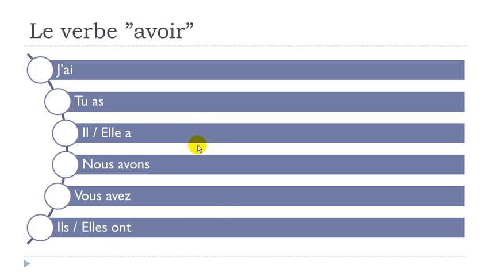All right, let's see the whole thing one more time. J'ai, tu as, il a, elle a, nous avons, vous avez, ils ont, elles ont.